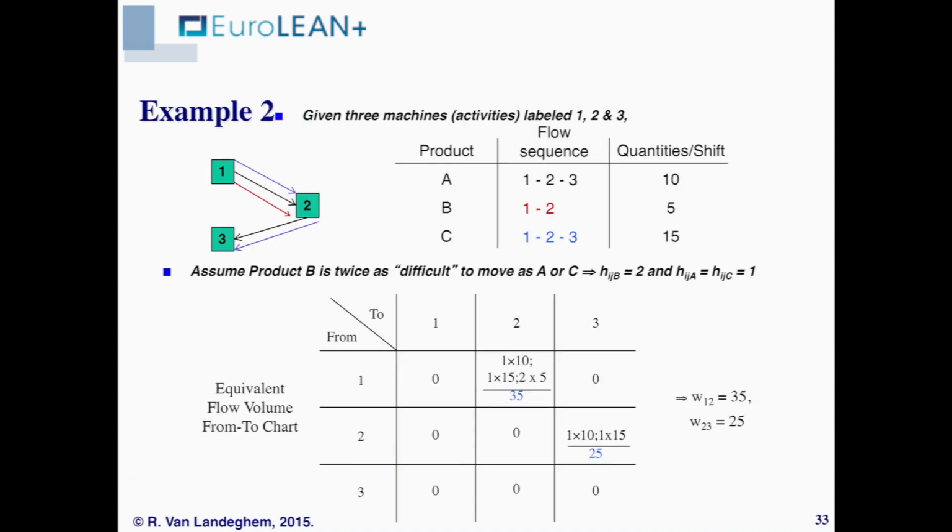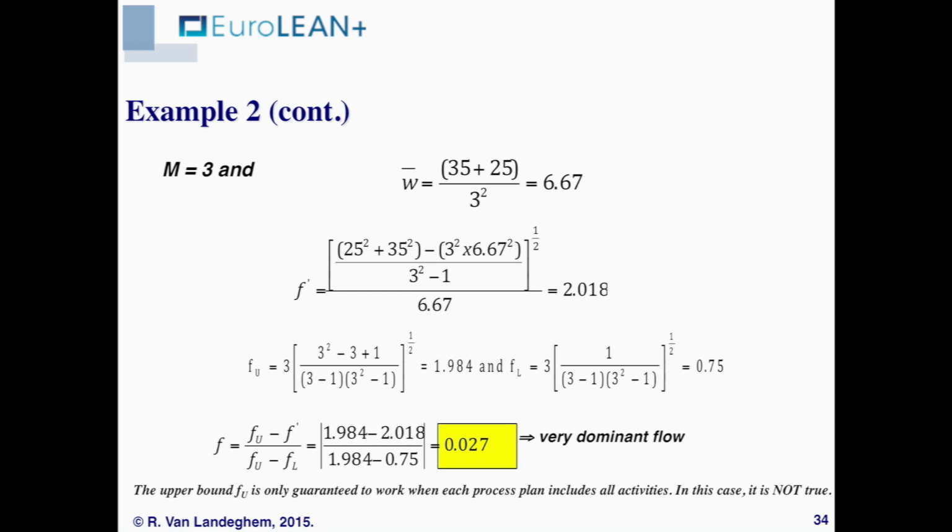Another example with three products which follow more or less the same flow sequence. A and C follow 1, 2, 3. B only needs machines 1 and 2. We repeat the calculations and we end up with the flow dominance measure of 0.027, which is very close to 0, indicating a very dominant flow. Again, very obvious since the three products use more or less the same flow.